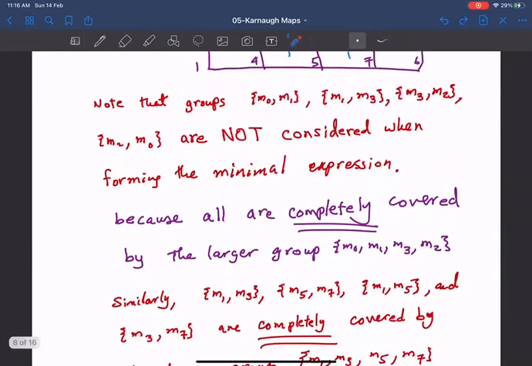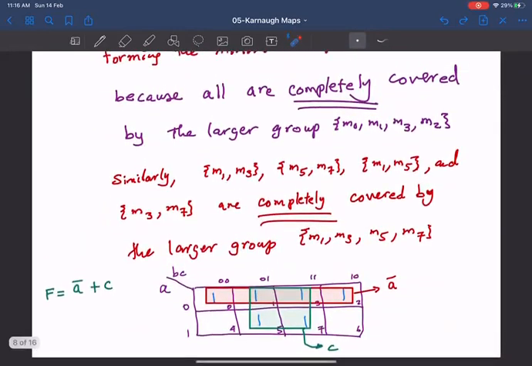Okay, so the correct way of grouping them is to have this, which corresponds to A complement, because B and C are all dropped. Why? Because they are all changing. However, A is a constant 0 here, so it's a complement. And here in this green box, the C is the only one that is not changing, so it is 1. So this corresponds to C. So my function in the simplest form is A complement ORed with C.